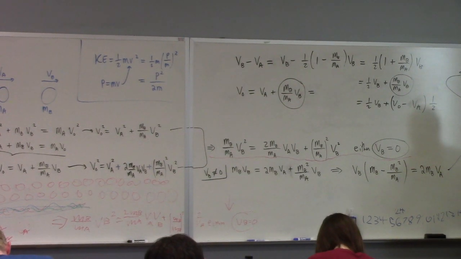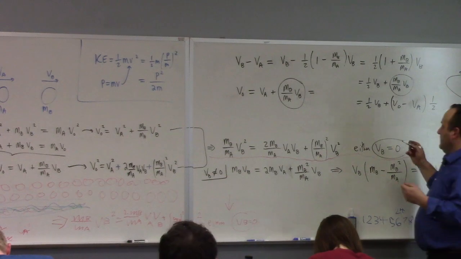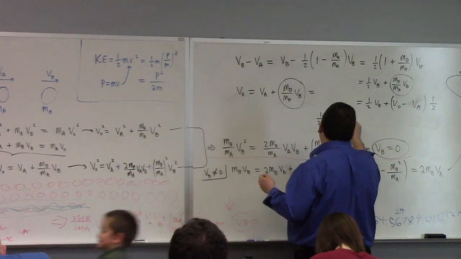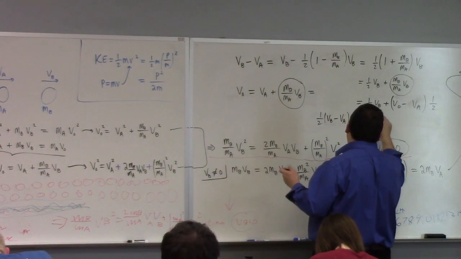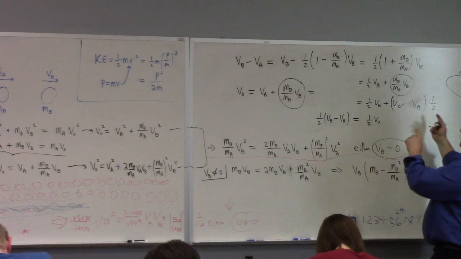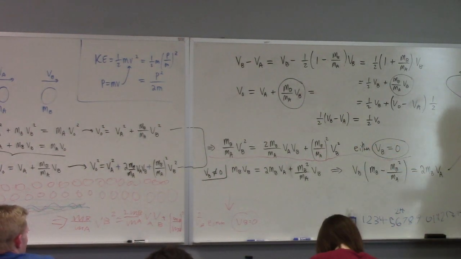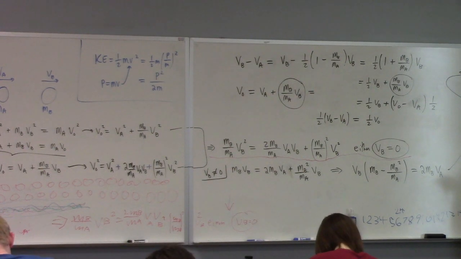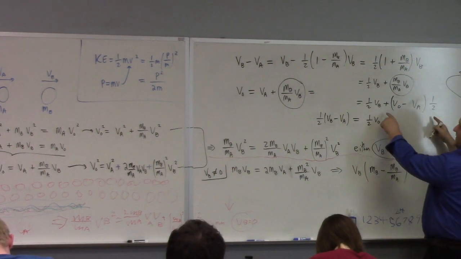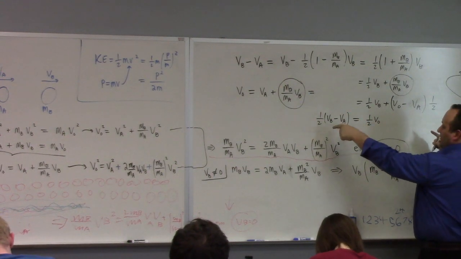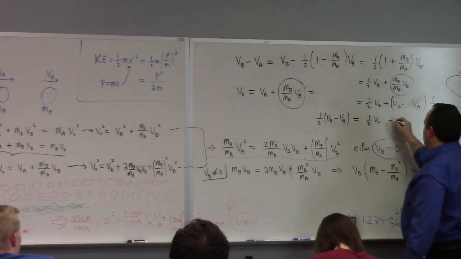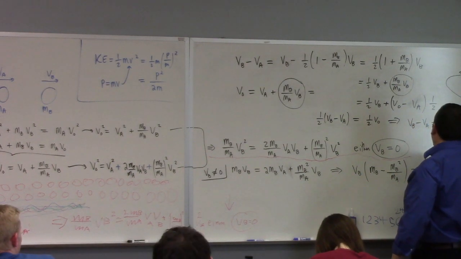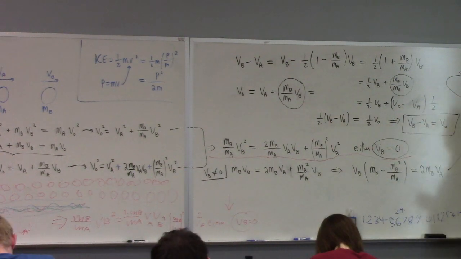And so then that would give me 1/2 VB minus VA is equal to 1/2 V naught, right? If I subtract it to the other side, is that right? Yeah, I have 1/2 of VB minus VA over here. So if I subtract it over there, I've got 1/2 VB minus VA equal 1/2 V naught. So therefore, VB minus VA is equal to V naught. That is the thing I was trying to derive.